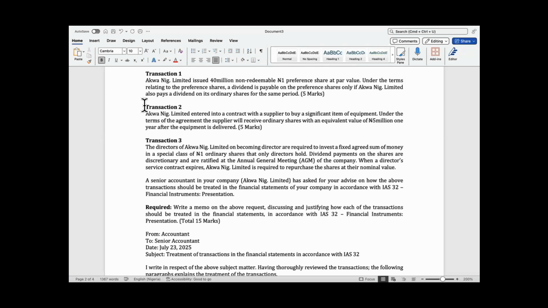Transaction 2 says that Aqua Limited entered into a contract with a supplier to buy a significant item of equipment. Under the terms of the agreement, the supplier will receive ordinary shares with an equivalent value of 5 million 1 year after the equipment is delivered. So how do we treat this, should we treat this in line with IAS 32?